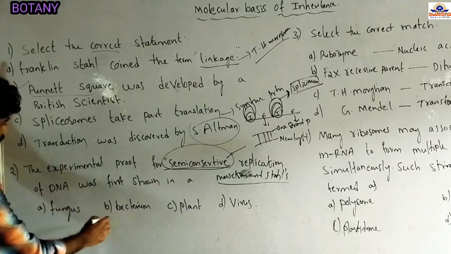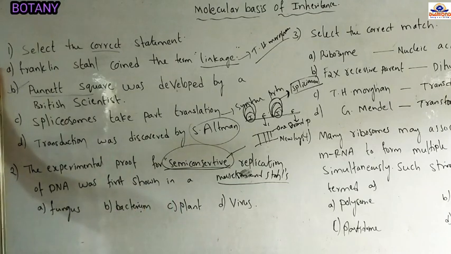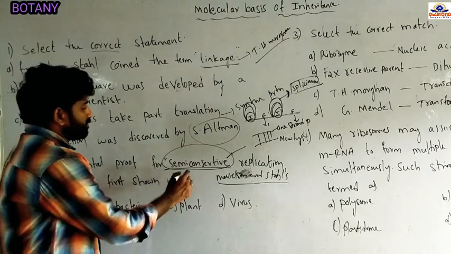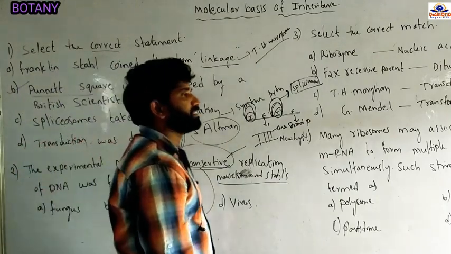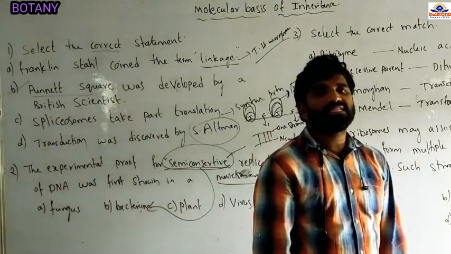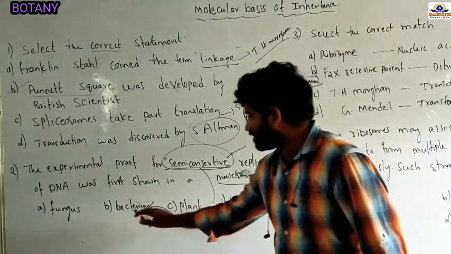They have given fungus, bacterium, plant, and viruses. The semi-conservative mode of DNA replication was experimentally proven by Meselson and Stahl in E. coli, Escherichia coli bacteria. Answer is B.